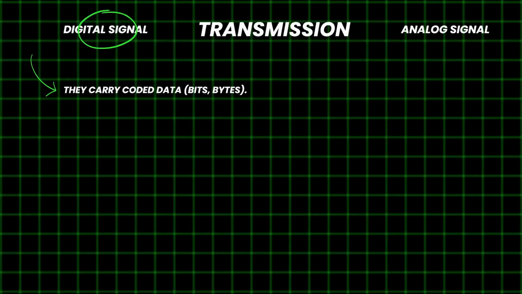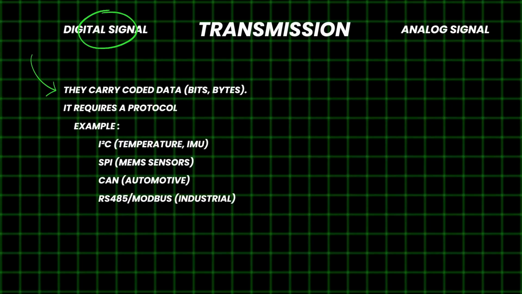So what is signal transmission? Signal transmission refers to the transmission of data or commands from one point to another within the system. And how does it work? On one side you have the digital signal, and on the other side the analog signal. The digital signal is simple. It carries coded data, bits or bytes, and requires a protocol depending on the technology or the industry. As examples, you can find I2C, SPI, CAN, RS485, Modbus, SSI, Profinet, EtherCAT, etc.